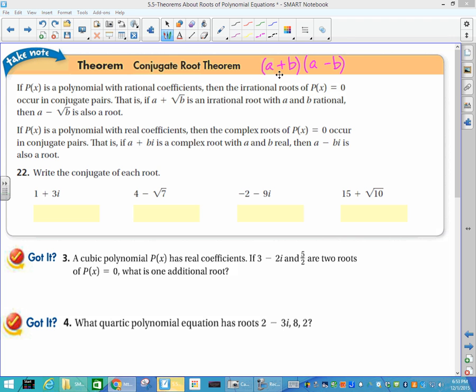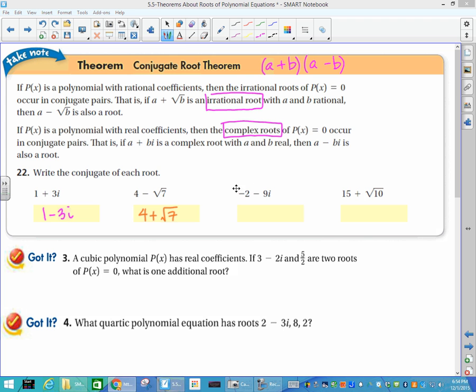Okay, and so what this is telling us is if we have an irrational root or we have a complex root, they always come in pairs because they're basically coming from the quadratic formula where you have plus or minus. So if I know that 1 plus 3i is a root, then I know that 1 minus 3i is also a root. So they're just asking us to write the conjugate of the root. Okay? If I have 4 minus the square root of 7, then I know I'm going to have 4 plus the square root of 7.